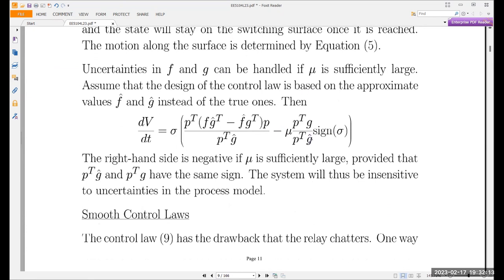Earlier on, because G hat and G cancel, this one is gone. This one is also gone. So you are just left with sigma minus mu sign. But now G hat and G are not the same. F and F hat are not the same. So they will not disappear. But our requirement is just for the slope to be negative. So very simple.